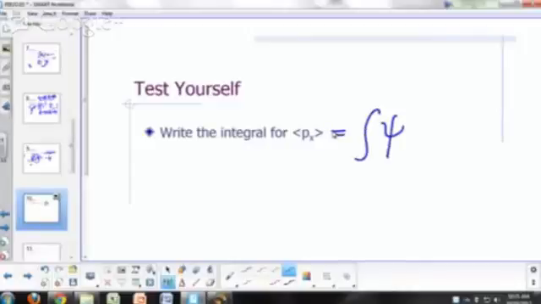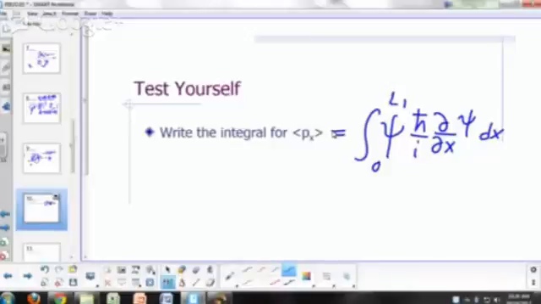How do you get the average value of the momentum? Integral of psi. What's the operator for momentum? H bar over i, partial derivative with respect to x, of psi, dx from 0 to L1, and then you integrate over dy from 0 to L2.